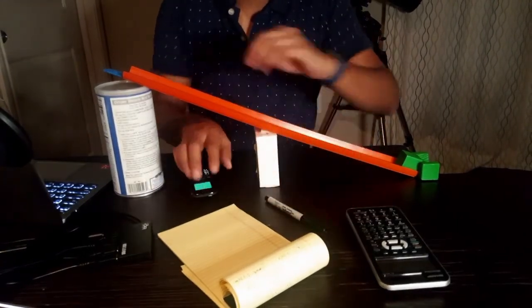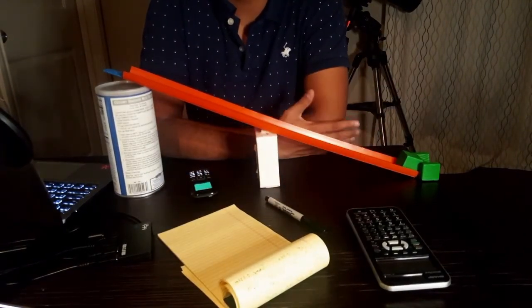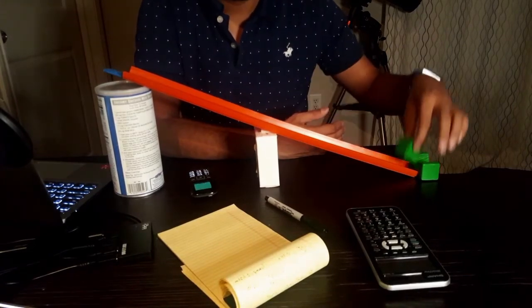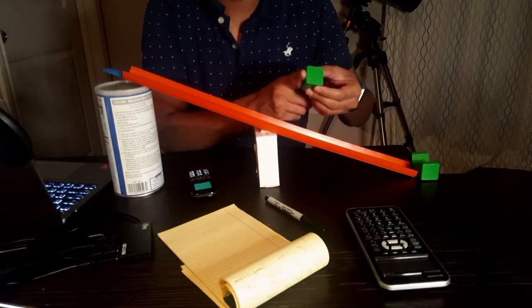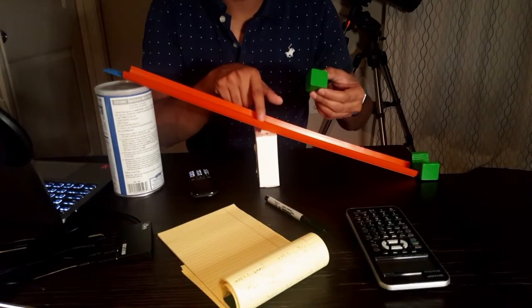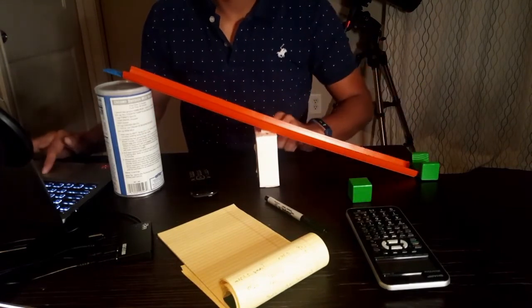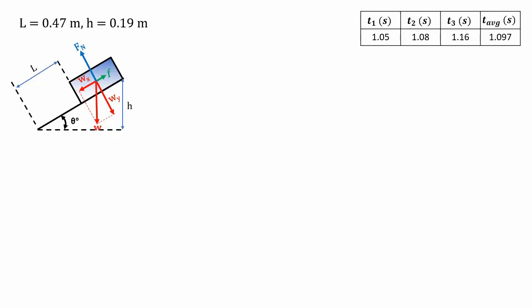In the next section, we're going to see how to calculate the coefficient of kinetic friction, that is the measure of roughness between the wooden block and the plastic track. In the demonstration, I forgot to mention the height of the ramp. That turned out to be about 0.19 meters.